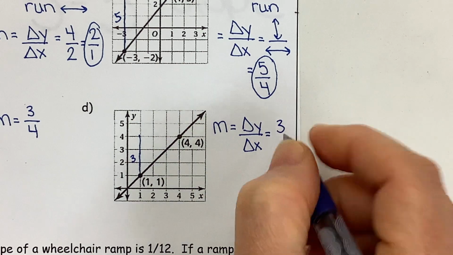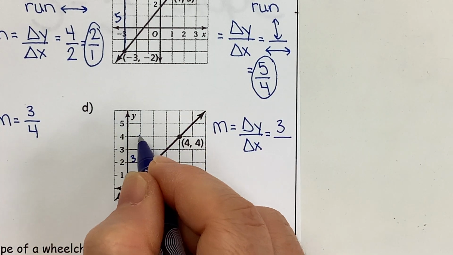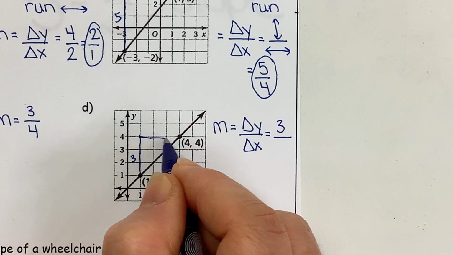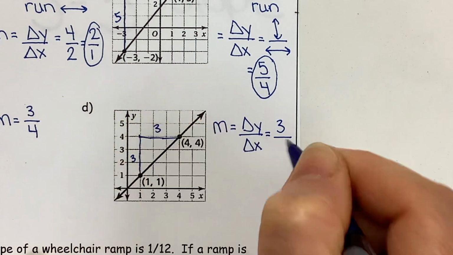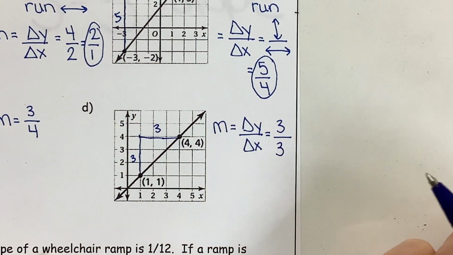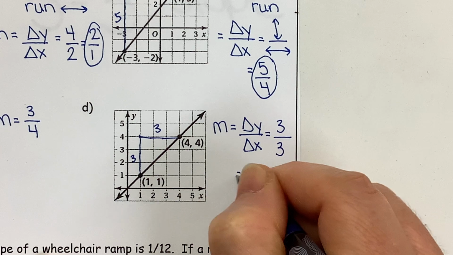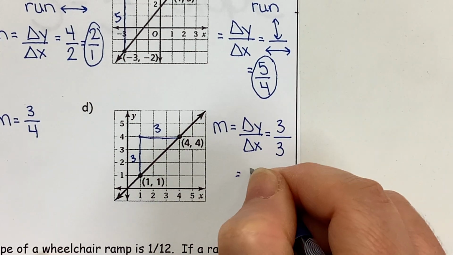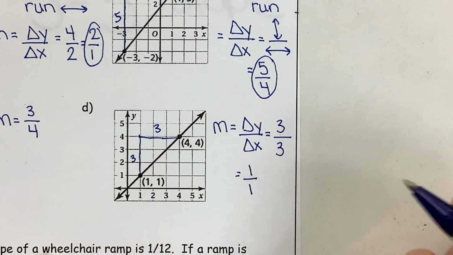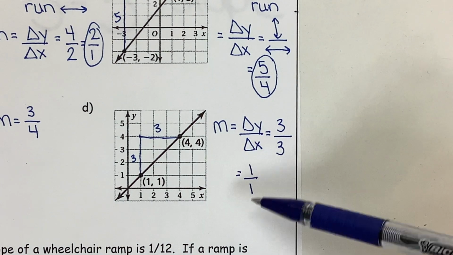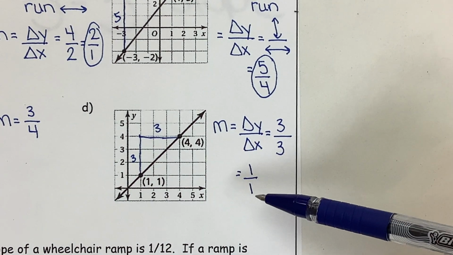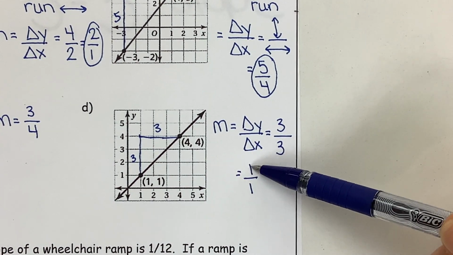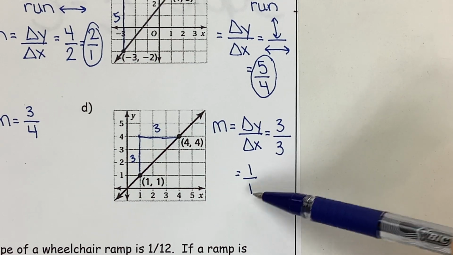And then we're going to run. And that means we're going to go 1, 2, 3. So this one is 3 over 3. We do need to reduce that. And when we reduce that, we can actually get 1 over 1. We are going to keep 1 in the numerator and 1 in the denominator because we have to say this is the rise, 1, and this is the run, 1.